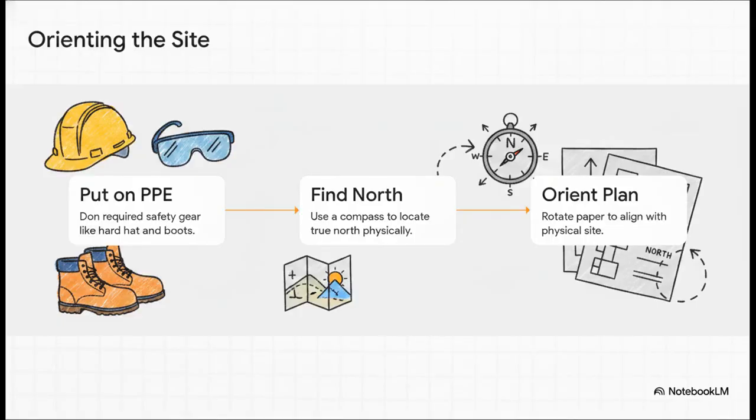So, imagine pulling up to the physical job site. You step out of your truck, plan in hand. What are your crucial first actions? Step 1, put on your personal protective equipment. Step 2, find the north point physically on the land. And step 3, orient the plan to the site. You literally rotate your paper plan so it aligns perfectly with the physical space. If you skip these steps, well, you risk reading the entire project backwards. And yeah, that is a mistake you absolutely do not want to make.